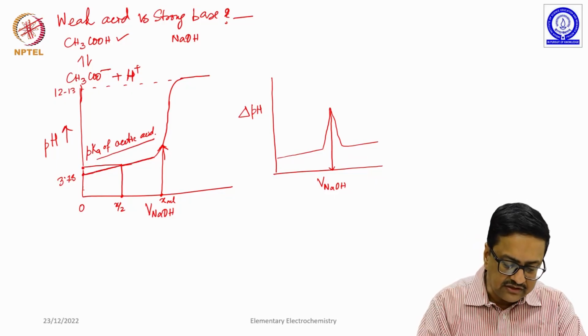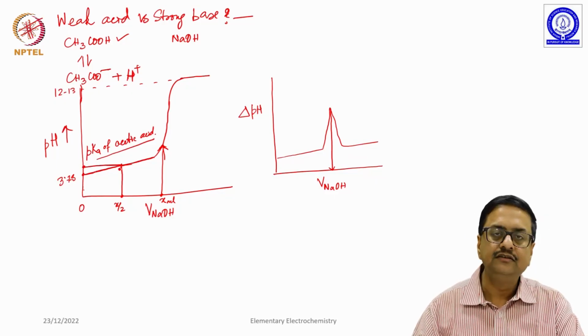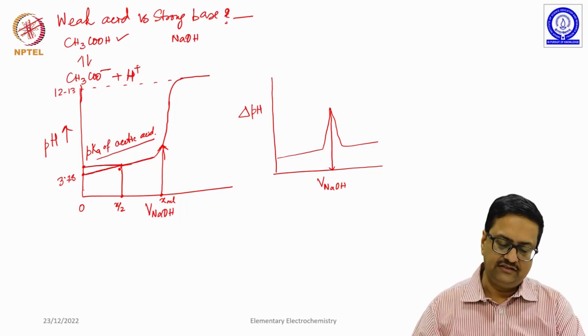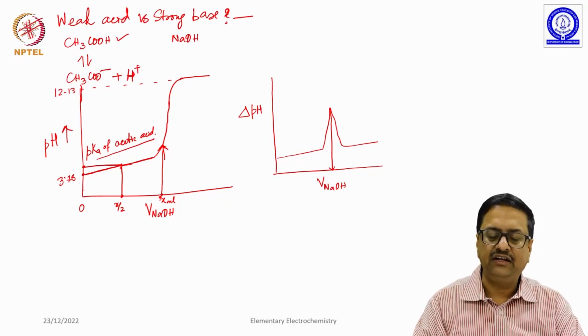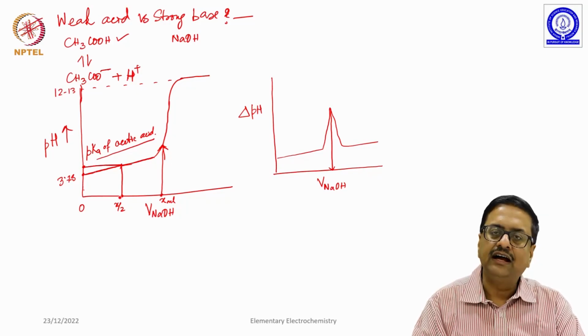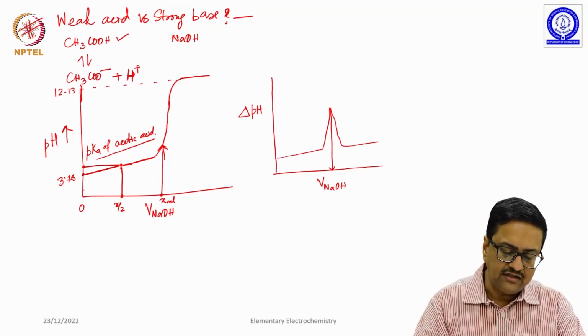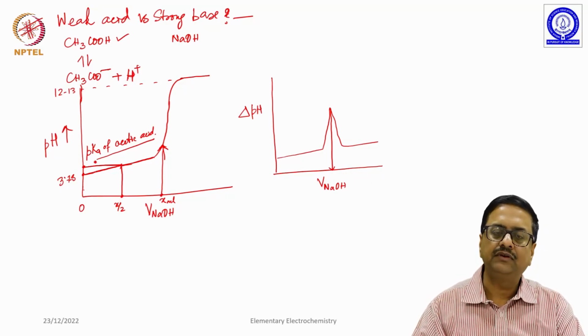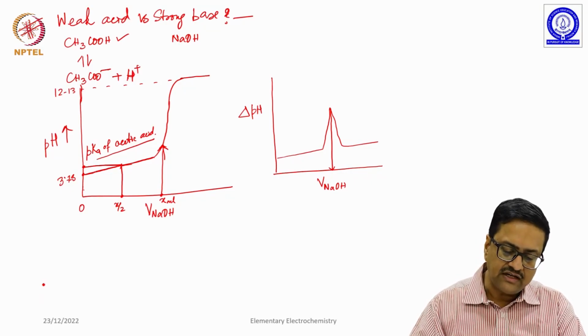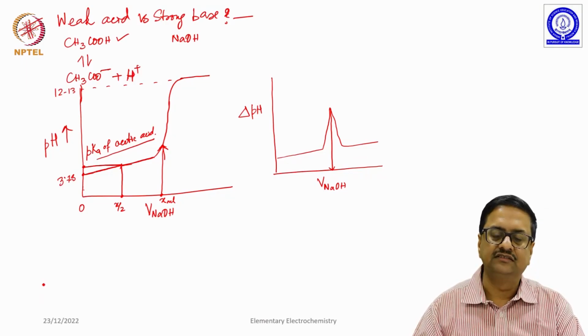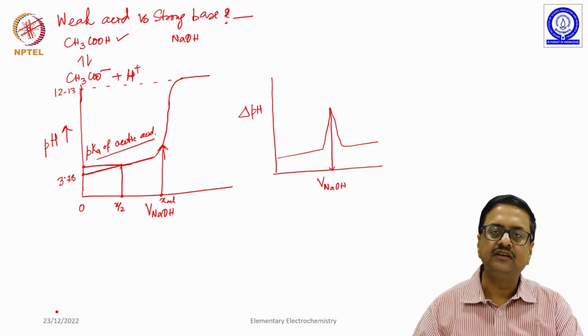So, one can determine the pKa of a weak acid using a potentiometric titration. You find out the end point, find out the half neutralization point, and then from the graph paper you can find out what the pH is at that half neutralization point. That will give you the pKa of the weak acid.